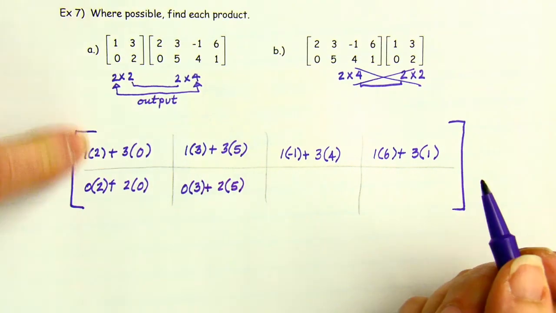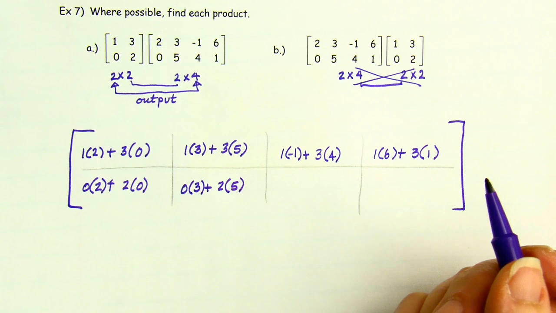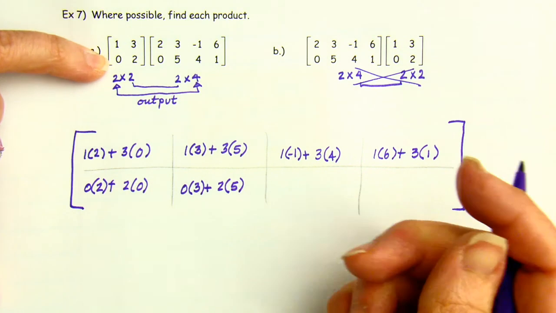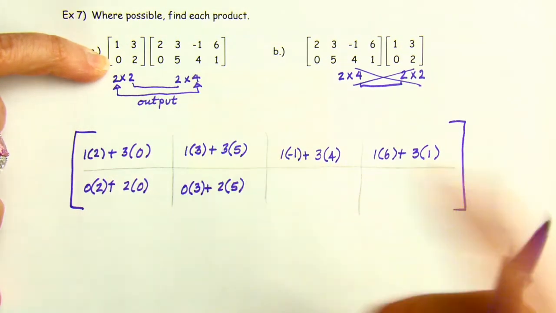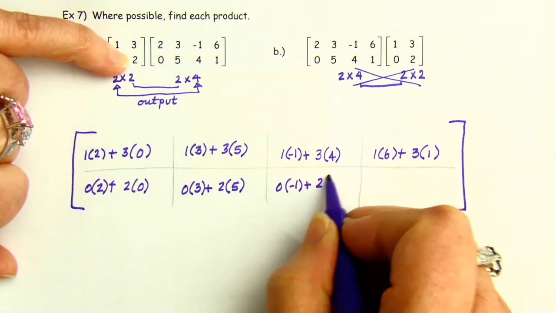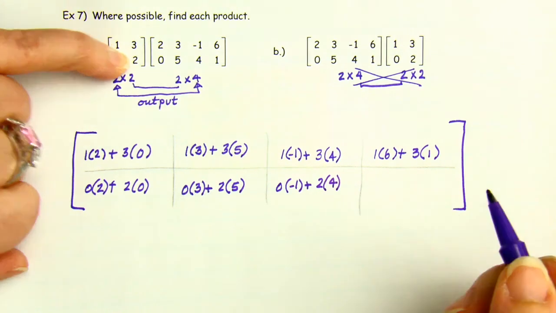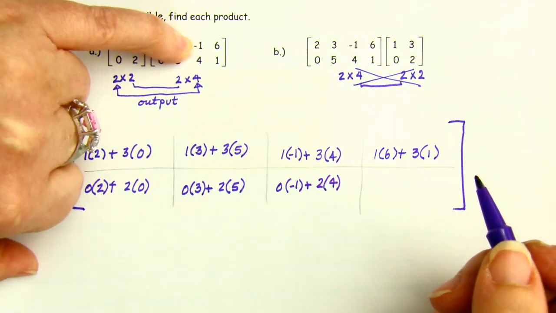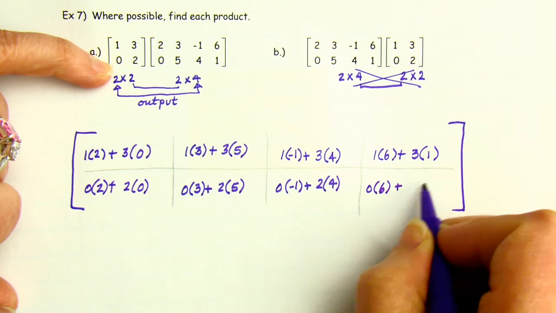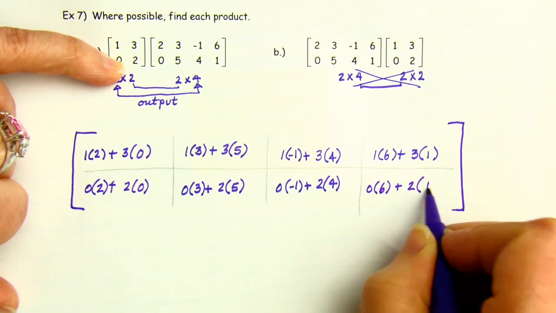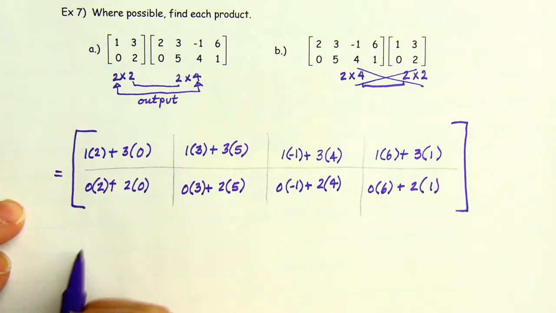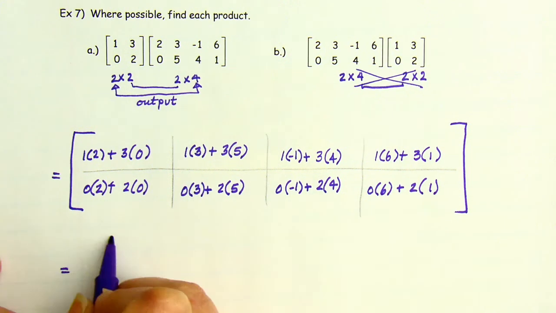Now, notice how these are getting set up. And folks, when these get busy, I just kind of like look at the actual row, and then I copy the column from here. So it's like I got 0 times what? Well, that's negative 1 plus 2 times what? 4. Okay, I know it's going to be there. Okay, and then I go, all right, this row, 0 times what? 6 plus 2 times what? 1. Because the stuff in the parentheses is going to be the same. And now I'm going to actually perform these computations.